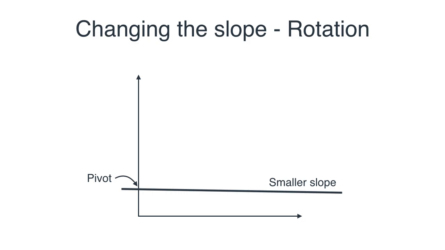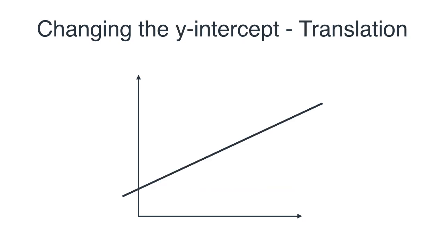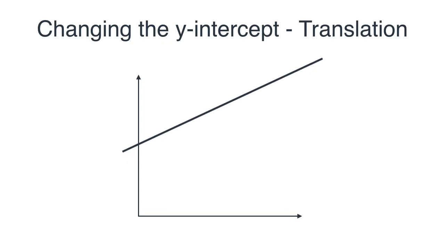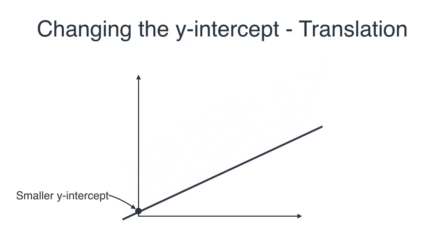So now let's look at translation. Translation is the same as changing the y-intercept. The y-intercept is this point over here where the line meets the y-axis. And so if we want to translate the line up to a parallel line that is higher, all we have to do is increase the y-intercept, because now the line meets the y-axis in a higher place. And if we want to translate the line down, then we just make this y-intercept smaller. So that's it. That's how we do translation and rotation.